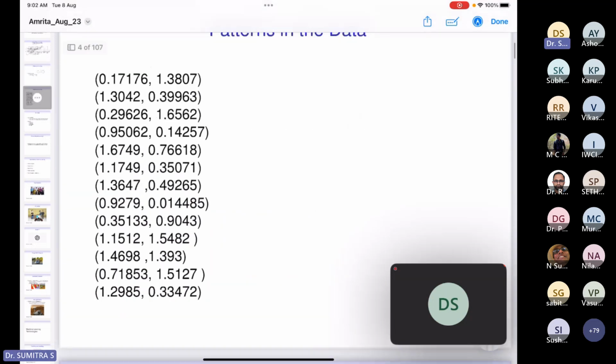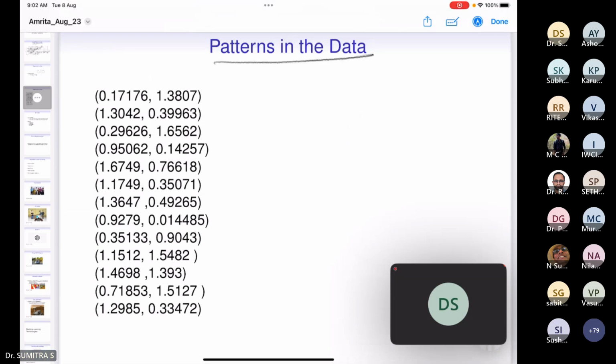Now I'm coming to this data. This is X1, this is X2, this is X3. Now, this is a vector of length not one, but two.